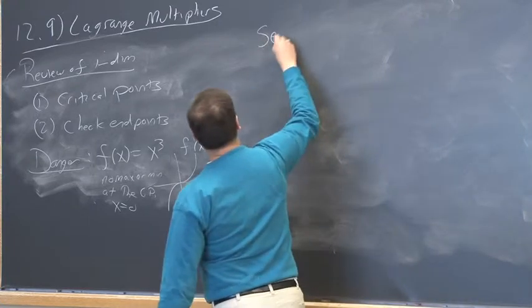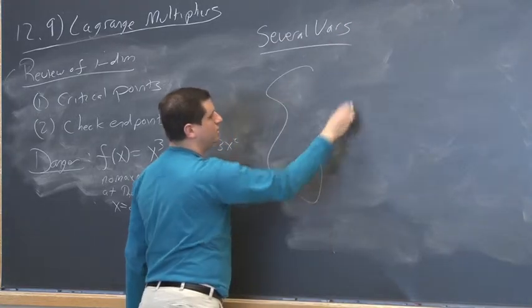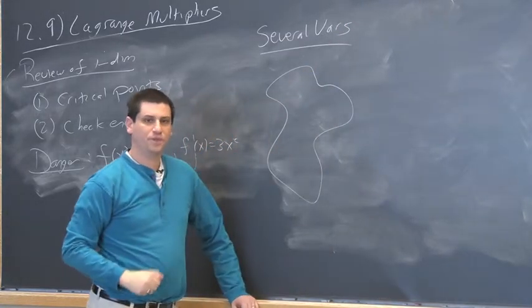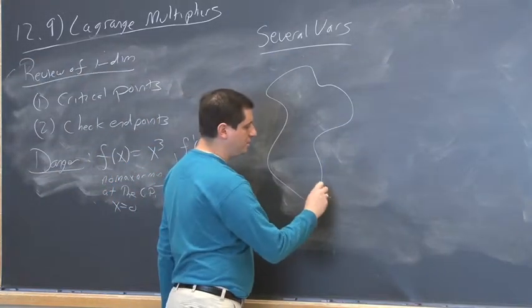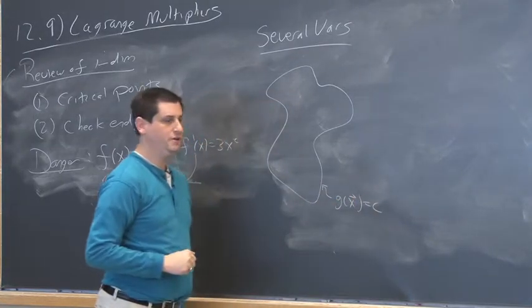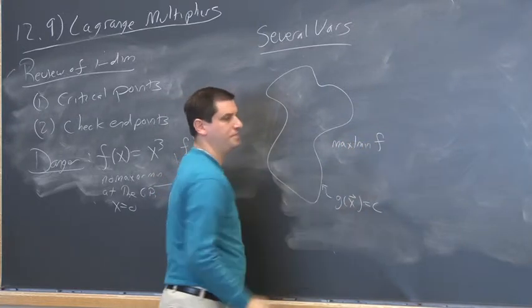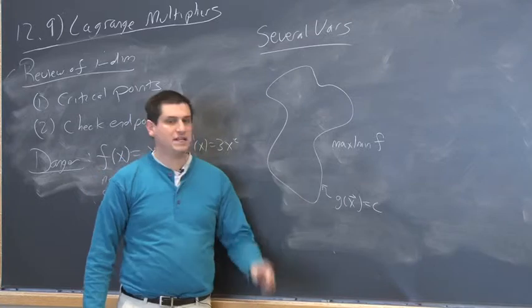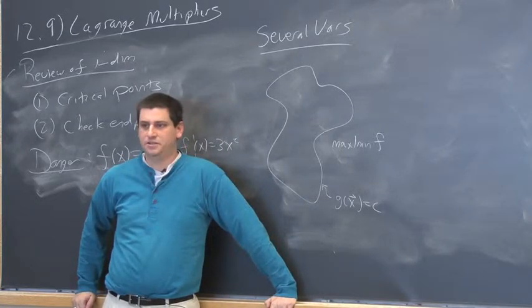So now let's go to several variables. And just like one dimension, we have two situations. We could be at an interior point, or we could be on a boundary point. So maybe this boundary is where g of x is fixed and equal to c, and I want to find the maximum or the minimum values of f. How do I find a maximum or minimum value of f if I'm inside? Where are my candidates? So where are the candidates for the maxima and minima inside?